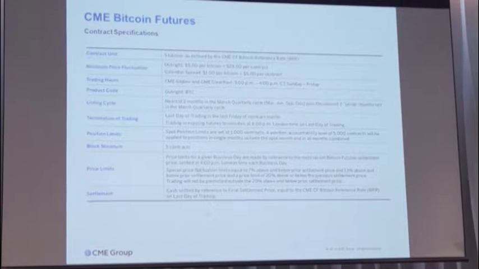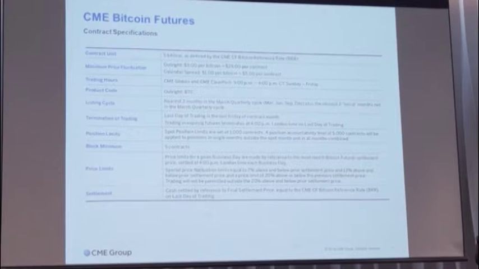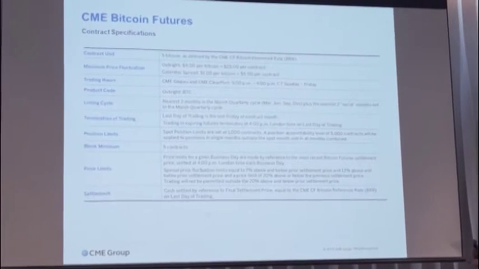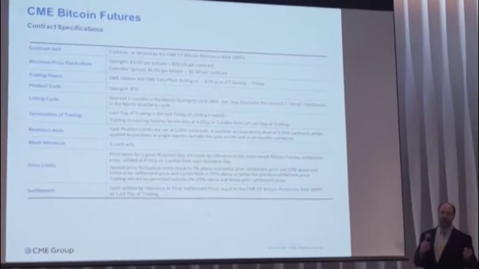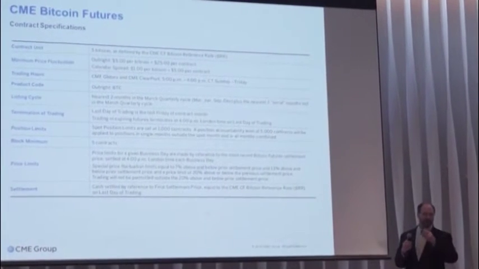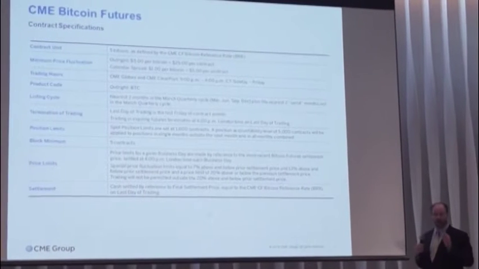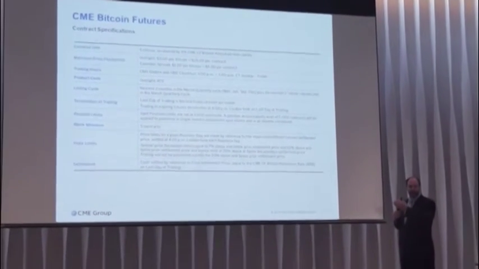The last day of trading is the last Friday of a contract month, and it ends at 4 p.m. London time, not Chicago time. It will be fixed on that date to the Bitcoin reference rate that will be established on that date. So there's full convergence to the reference rate by time of expiration.